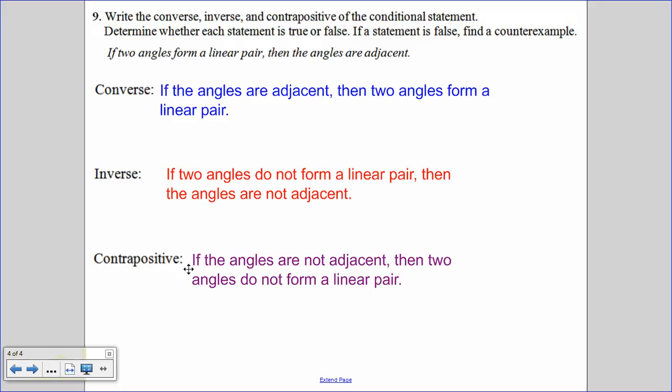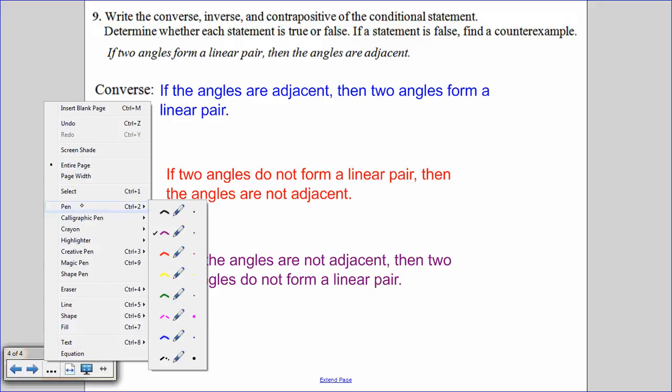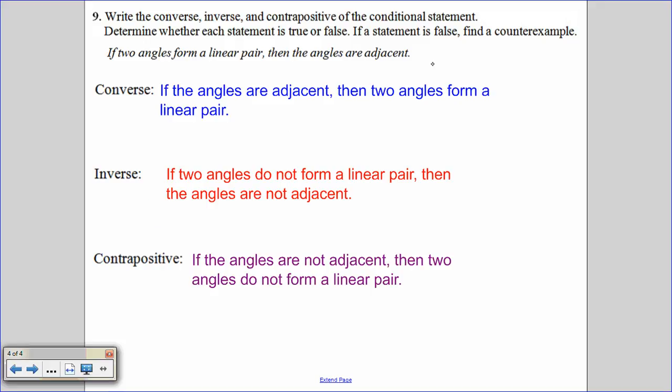And the contrapositive, if the angles are not adjacent, then two angles do not form a linear pair. That is true because you have to be adjacent to form a linear pair. So again, just to recap, the conditional statement is true because if you're a linear pair, you have to be adjacent. The converse was false because just because you're adjacent doesn't mean you're a linear pair. The inverse was also false because just because you're not a linear pair doesn't mean you're not adjacent.